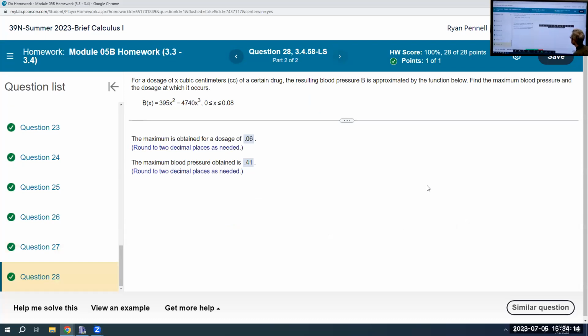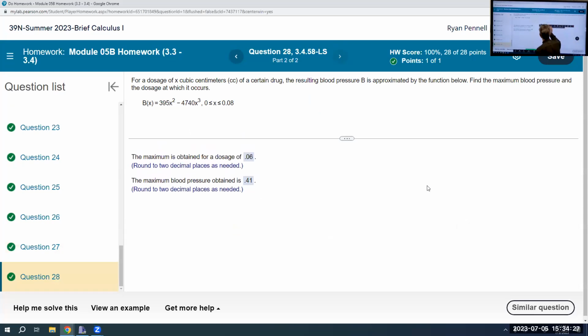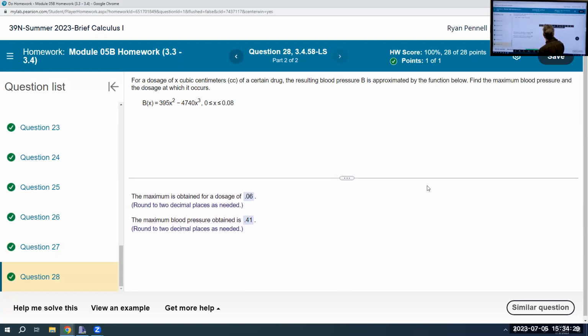Next question. For a dosage of x cubic centimeters, cc's, of a certain drug, the resulting blood pressure B is approximated by the function below. Find the maximum blood pressure and the dosage at which this occurs. All right, same idea, different problem. Let's find the derivative.